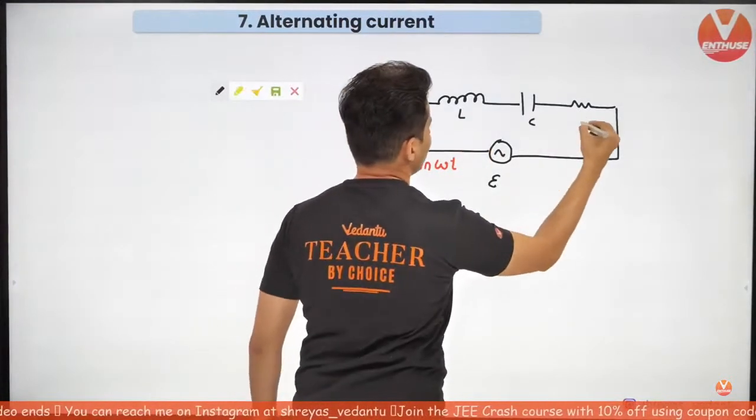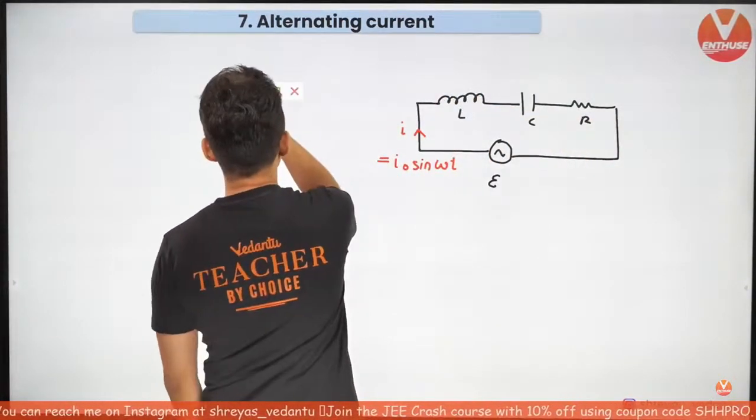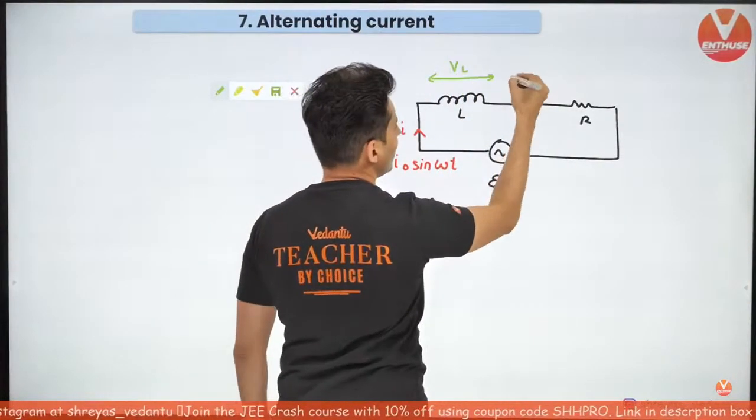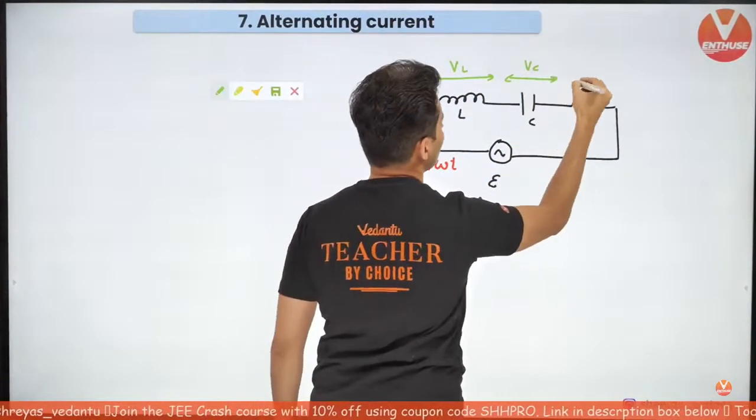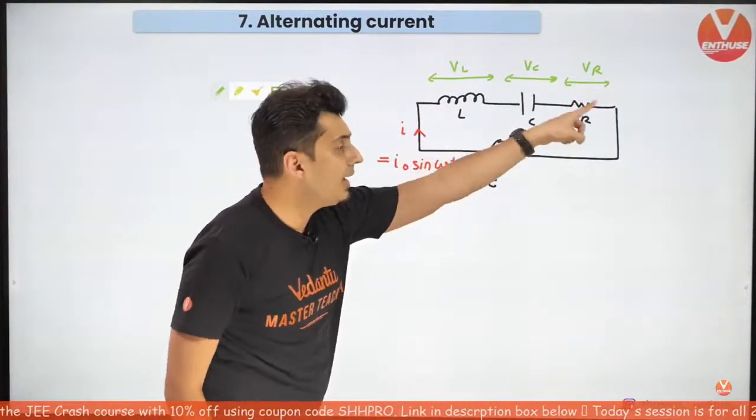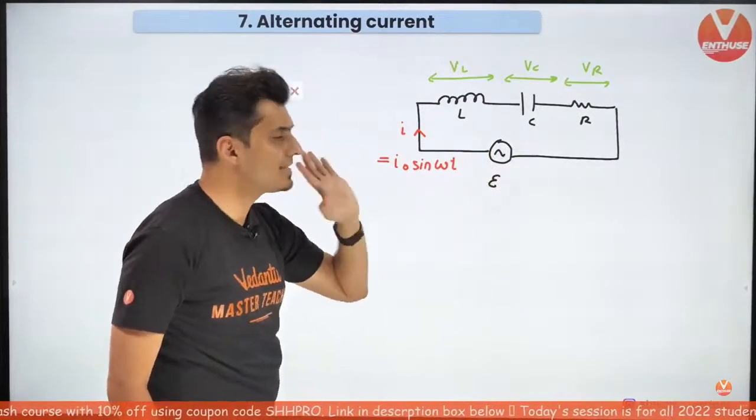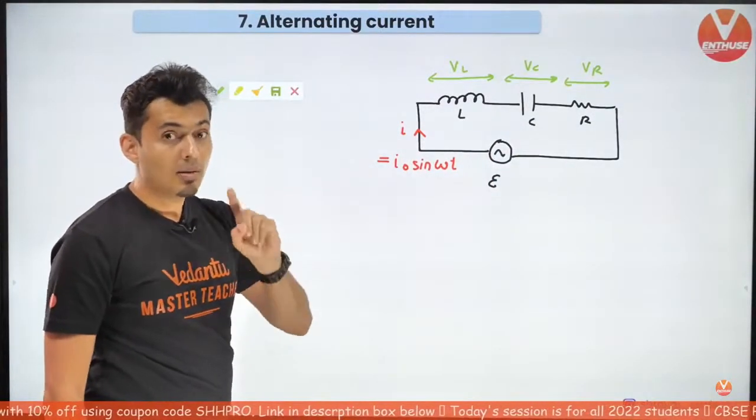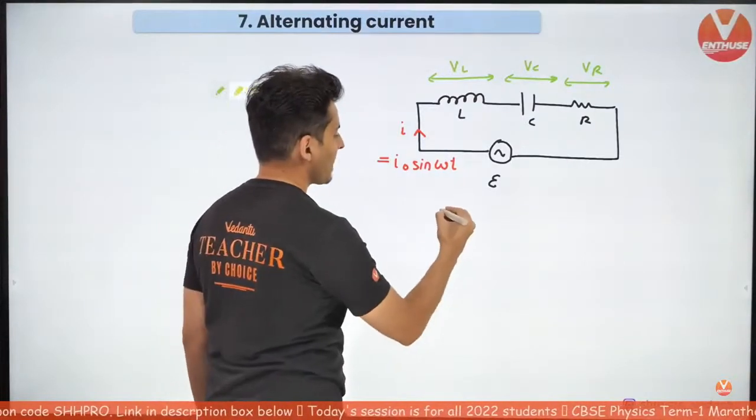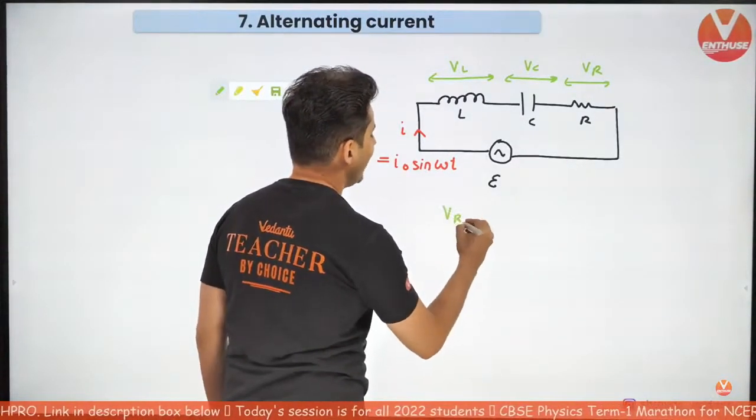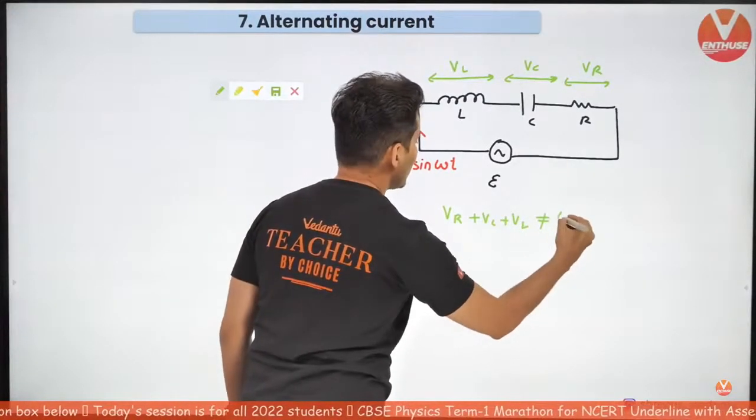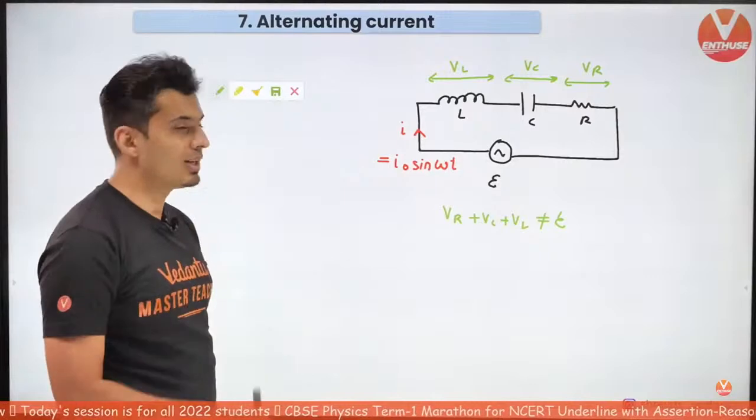In this I naught sine omega t, I naught is the maximum, omega is the angular frequency. Now this is inductor, capacitor, resistor. Across the inductor you will have some voltage. This is VL. Across capacitor, VC. Across resistor, VR. When you add all of them, you will get the total voltage E. But you cannot just directly add them. This is one common mistake. So let me tell you, VR plus VC plus VL is not equal to E. Yes, it is not equal to E.